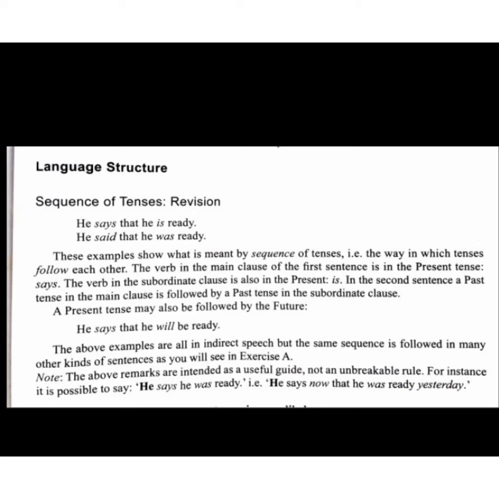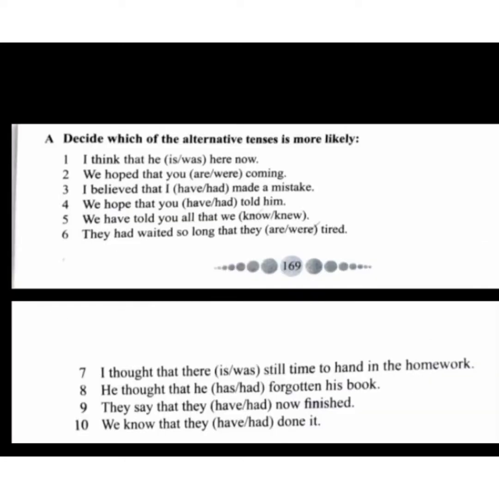And also I told you that if the principal clause is in present tense, it can also be followed by a subordinate clause in future tense. So here an example is given. He says that he will be ready. So here the principal clause is in present tense, which is followed by future tense. The subordinate clause is in future tense. Clear?